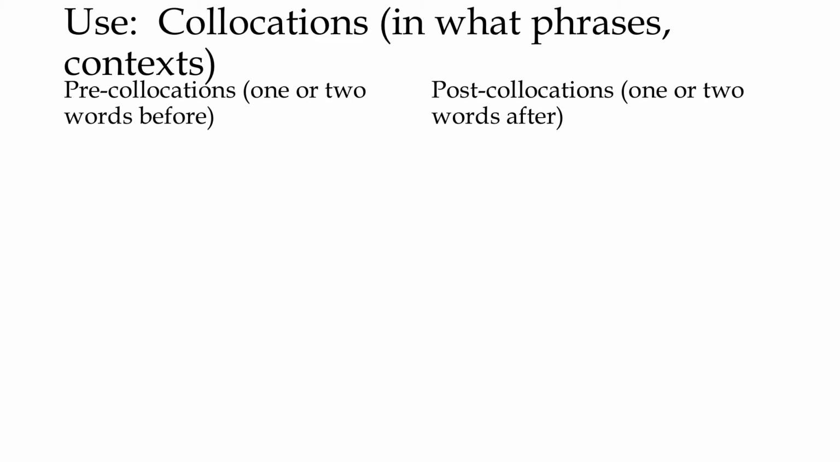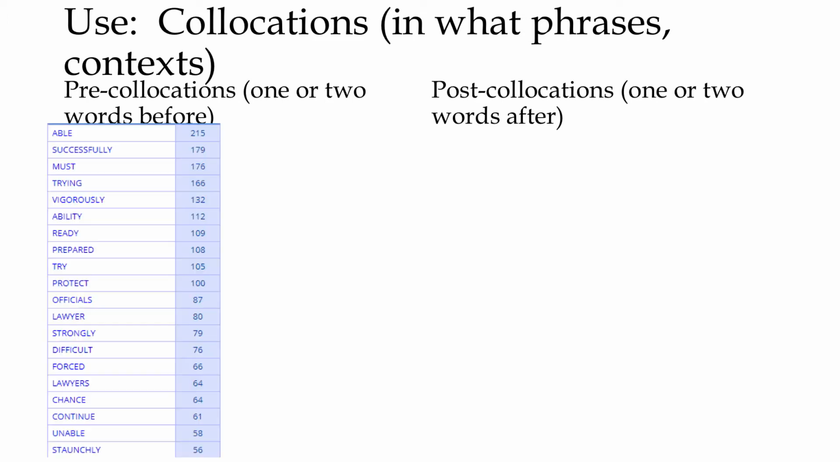Collocations would be another part of what I'd have to know. This is actually moving away from meaning and into that use category. What sorts of phrases or what sorts of contexts does a lexical entry, a new morpheme, usually appear in? So we have pre-collocations, which would be words which would appear to the left in a left to right writing system. So this is the pre-collocations for defend. What words often appear at least two words before defend?